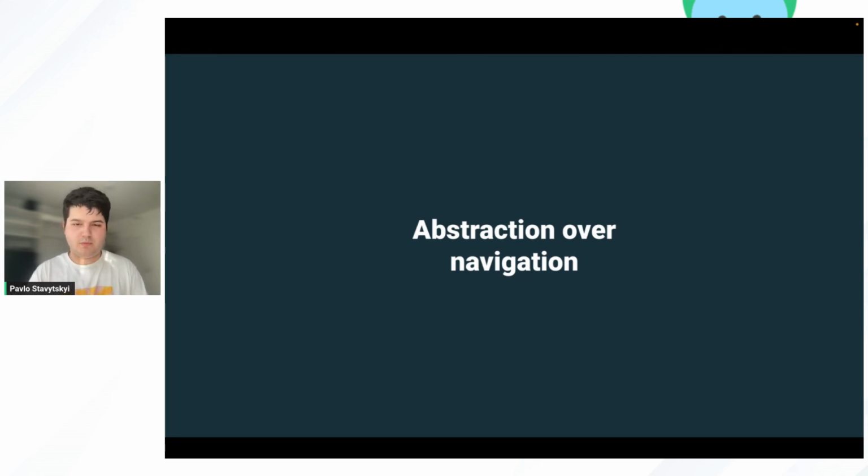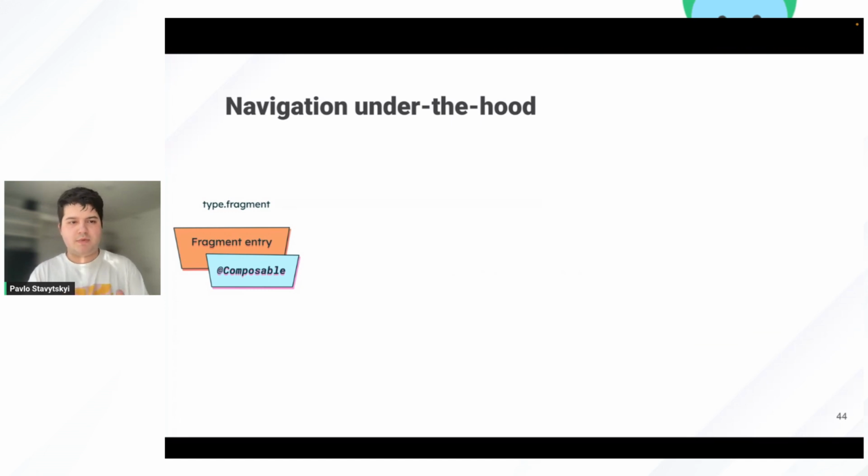Like, right, we don't use fragment transactions manually. We just delegate it to some navigation controller, which does it under the hood. But what if we can use some different tools for navigation in different circumstances? So let's imagine we have our screen. Again, this is a composable function that has implementation type fragment, and hence a fragment entry is generated for this screen. So how does the navigation work under the hood?